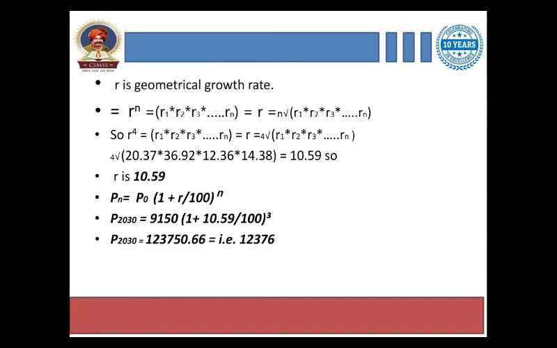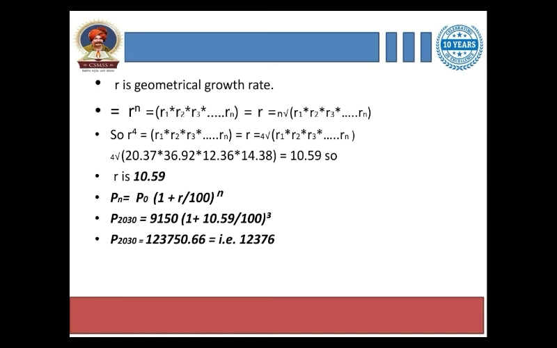So what is R1? 20.37. What is R2? It will be 36.92. What is R3? It is 12.36. And what is R4? 14.38. We have to take the 4th root of this multiplication. It will come to 10.59. So you have to use this value in our formula.